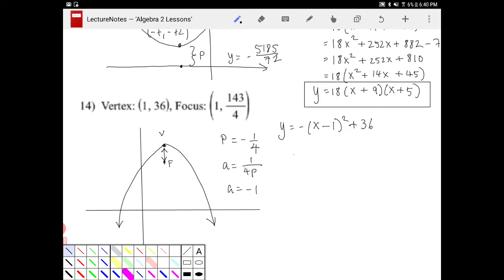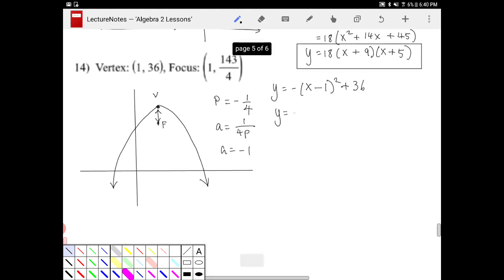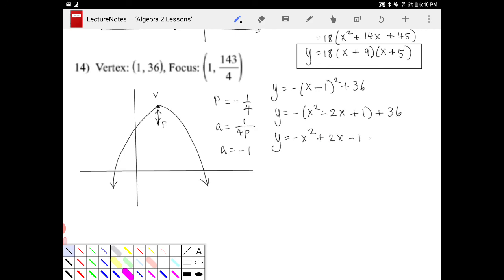Again, I have to rewrite this in intercept form, so therefore this becomes negative x squared minus 2x plus 1, and then plus 36. Distribute the negative through. I end up with y is equal to negative x squared plus 2x minus 1 plus 36. And then I have to combine like terms. I end up with negative x squared plus 2x plus 35.